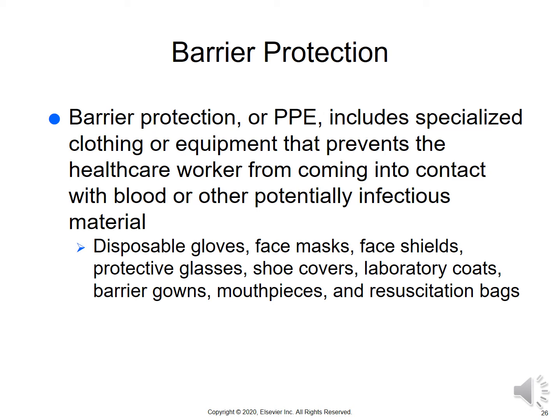Barrier protection, as we mentioned before, or personal protective equipment, should be used when contact with blood or any other possible infectious material is expected. PPE includes specialized clothing or equipment that prevents the healthcare worker from coming in contact with blood or other bodily fluids. This prevents or minimizes the entry of infectious material into the body. Types of PPE used in the healthcare setting include gloves, gowns, aprons, shoe covers, lab coats, masks, respirators, protective eyewear, and face shields.